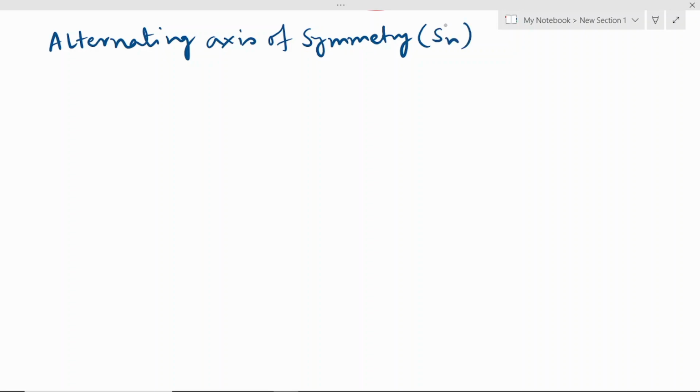That is represented by Sn. In order to solve problems corresponding to Sn axis, we have to keep in mind two things. These are S1 is equivalent to sigma and S2 is equivalent to I.